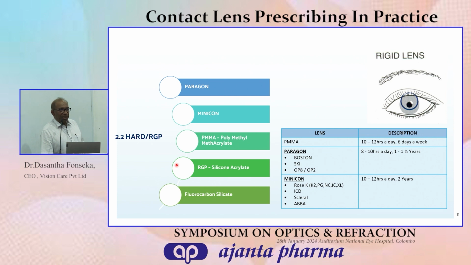Then hard lenses, there are so many materials available. They are plastics. PMMA is the best biocompatible material available. But the others are all mixtures of silicone and plastics.